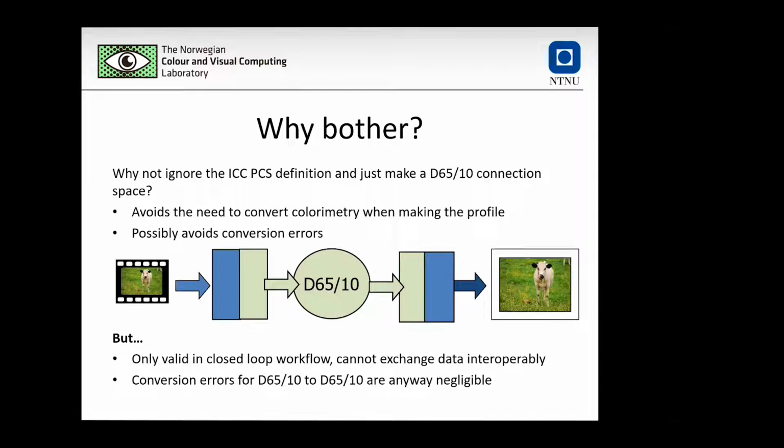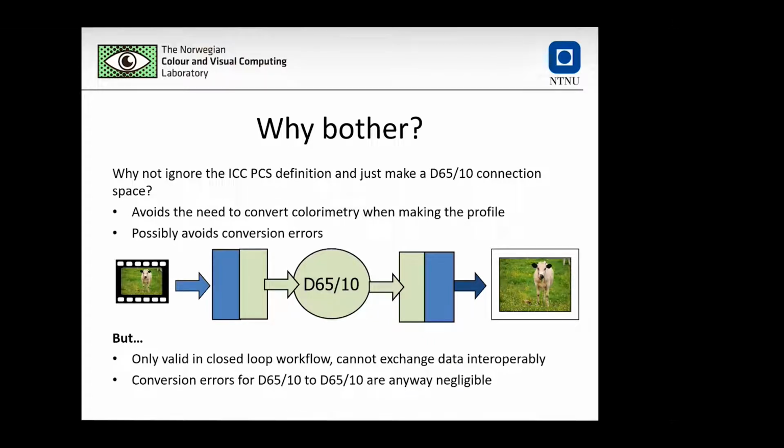And of course, if you think there are these theoretical conversion errors you're going to get, then you're going to avoid those. But the key thing to bear in mind is that that approach is only ever valid in a closed loop workflow. You can't take a profile which converts into some arbitrary PCS and then just connect it to any other profile, because it's not going to work. The PCSs will be different, and you'll get really big mismatches. So it's an approach you could use in a closed loop. It's not an ICC workflow. It's not interoperable. The whole point of ICC workflows is meant to be interoperable.